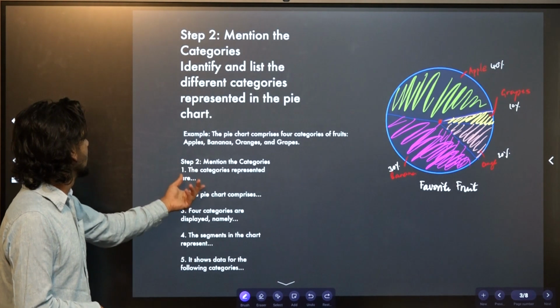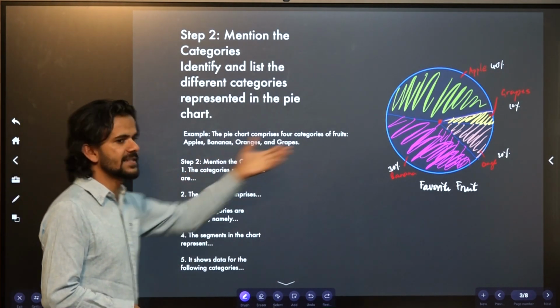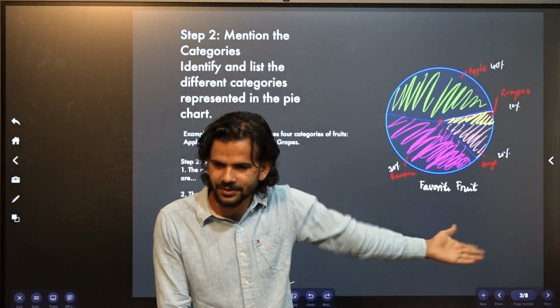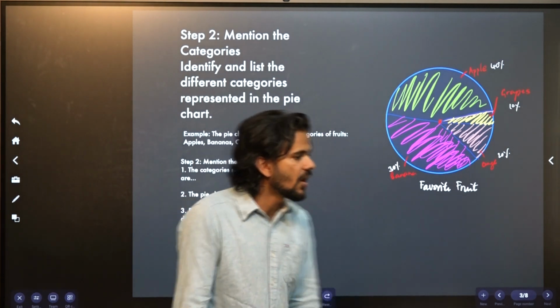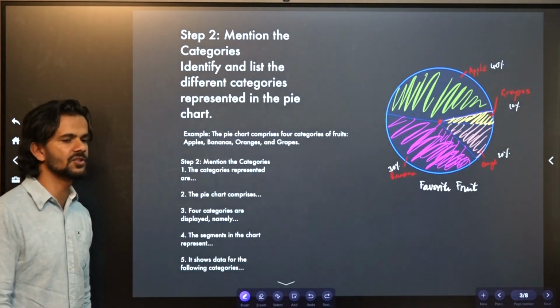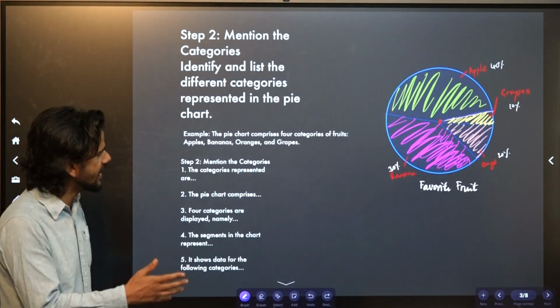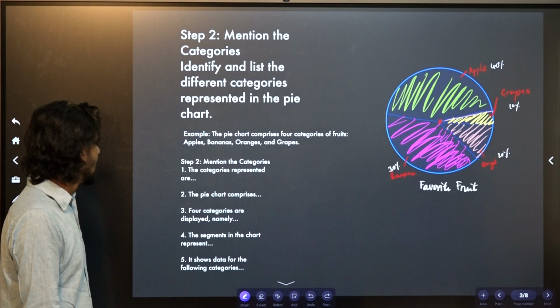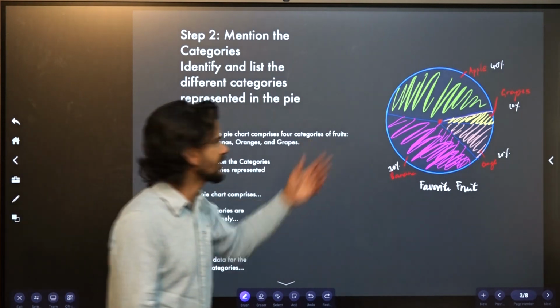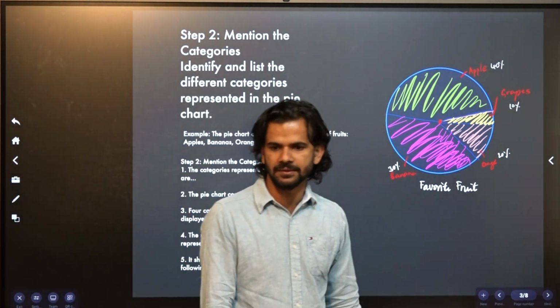So here you are given the categories represented. What are the categories? You write those names. Or you can say the pie chart comprises apples, oranges, bananas, and grapes, and so on. 4 categories are displayed. How many categories are displayed? The other way of saying the same thing.